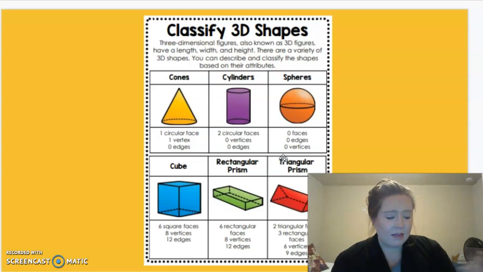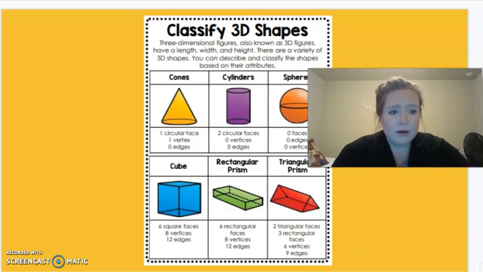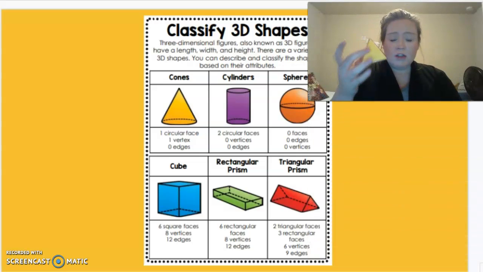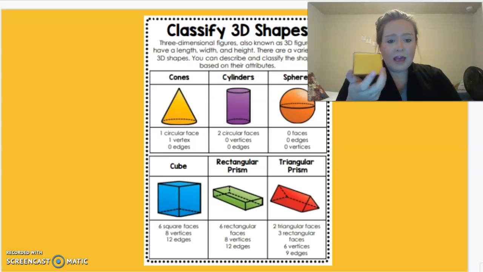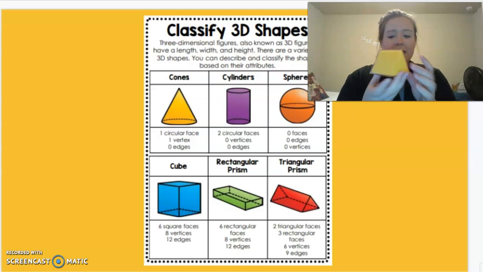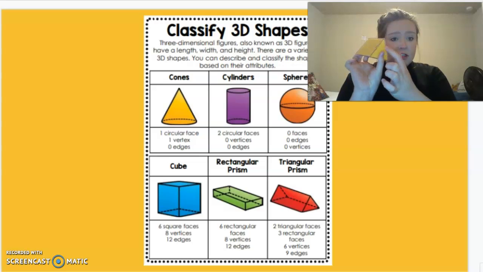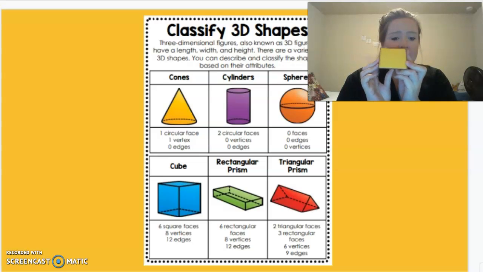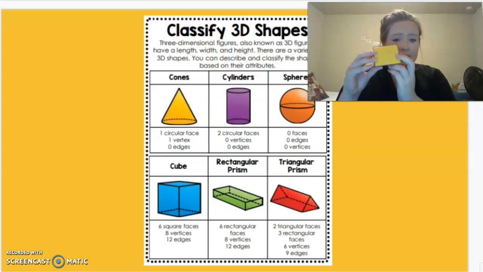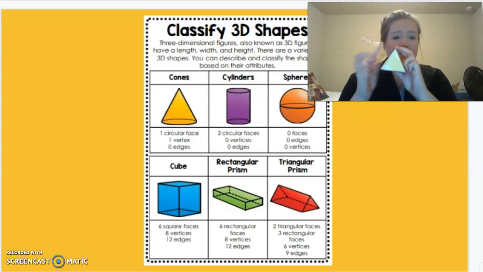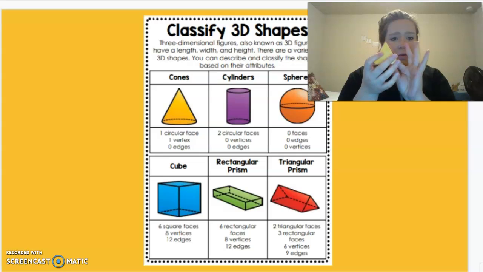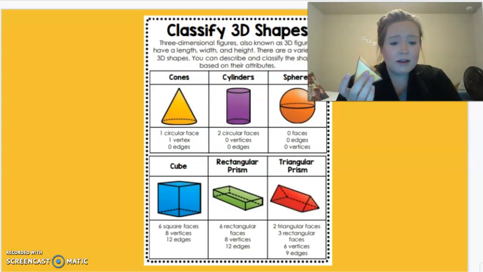All right. And then we have a triangular prism. Okay, a triangular prism has 2 triangular faces. So 1, 2. So these are your 2 triangular faces. And then it has 3 rectangular faces. 1, 2, 3. Okay. So these are your 2 triangular faces on the opposite ends. They're parallel, and then you have 3 of your rectangular faces.